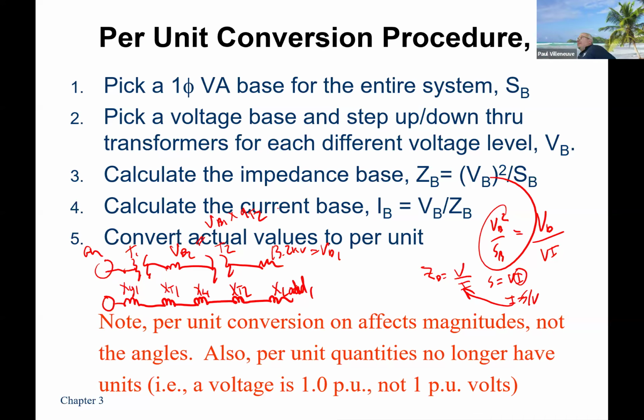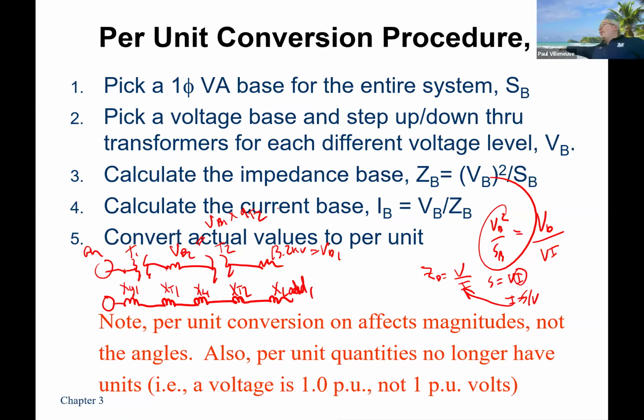That's all you need to do. So then we don't use the turns ratio anymore, with the per unit? Yeah, no, you do not need to use those, because that's already taken into account for you.